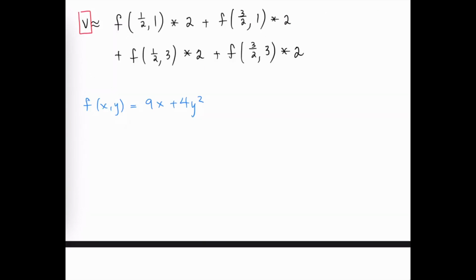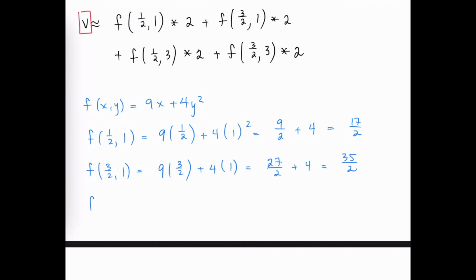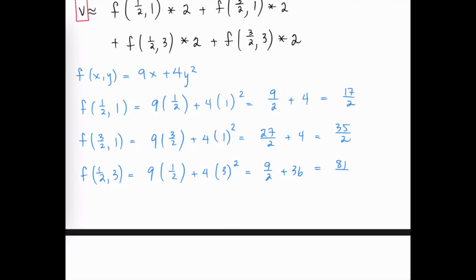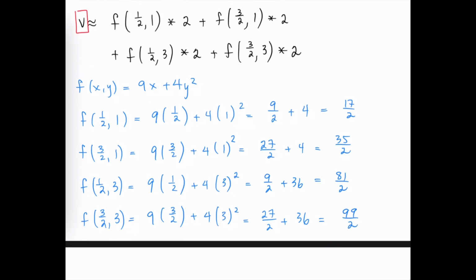region in the floor. So again, here's our surface function. Now we need to evaluate all these quantities, 1/2 and 1, plugged into this surface function, which is 17 halves. The surface function evaluated at 3/2, 1 is equal to 35 halves. The surface function evaluated at 1/2, 3 is 81 halves, and the function evaluated at 3/2, 3 is 99 halves. So all of these multiplied by 2 and then added together gives us an overall volume approximation of 232 units cubed.